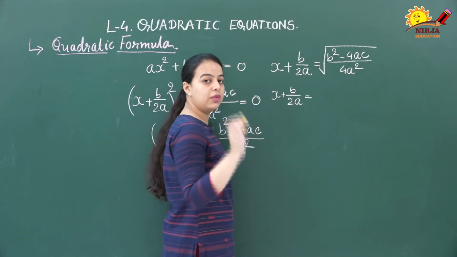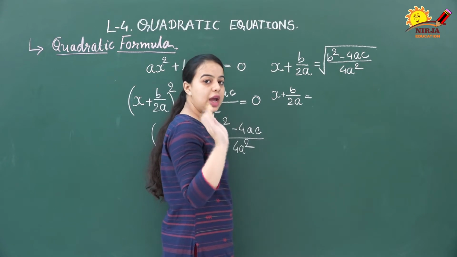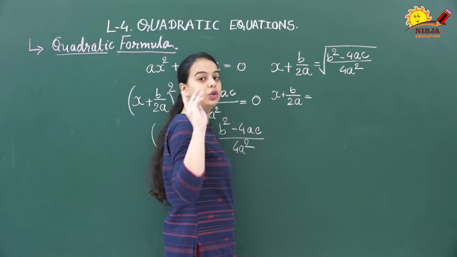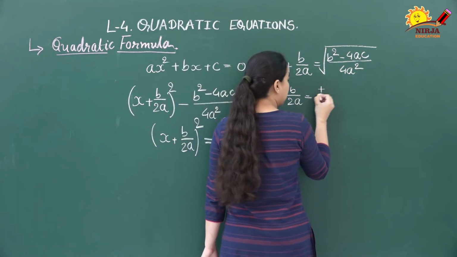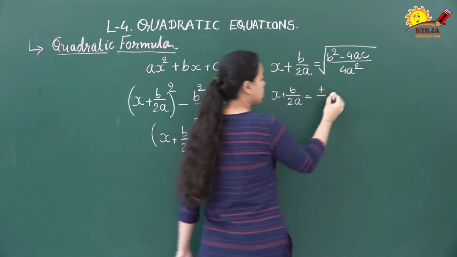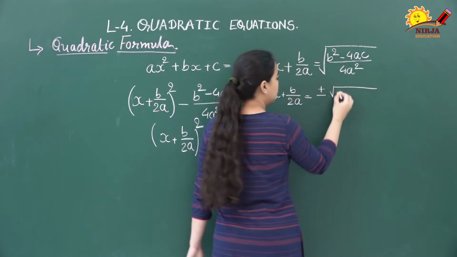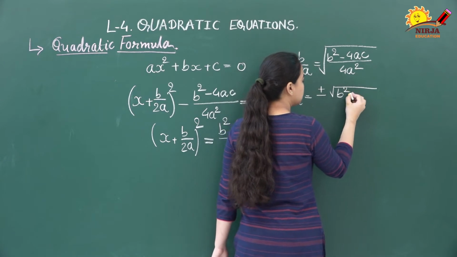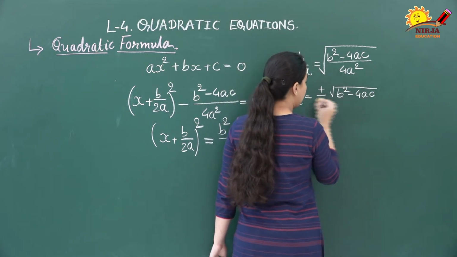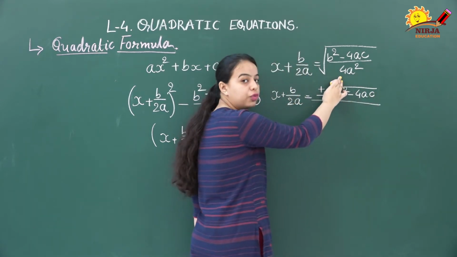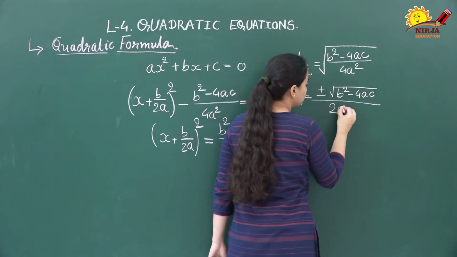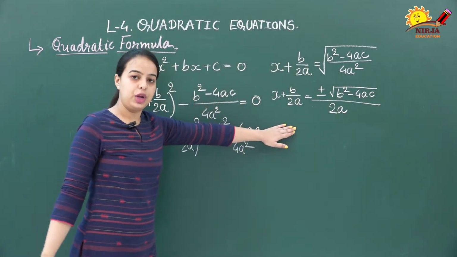But we all know whenever we take the square root of any number, there are two possibilities. Either it can be plus or minus. So I am writing plus or minus. Numerator as it is, square root of b square minus 4ac, and square root of 4a square is equal to 2a. Okay, up to here it is clear.